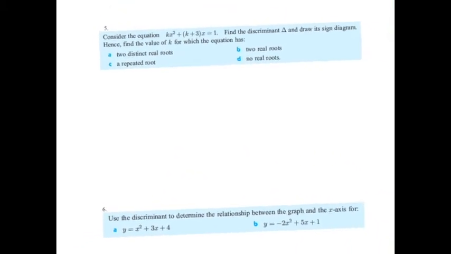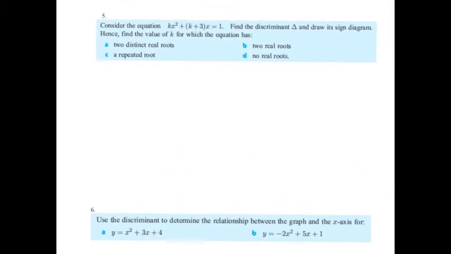Now, let's have a look at the next question. Okay, this is a very good question. Consider the equation kx squared plus k plus 3 x equals 1. Find the discriminant and draw its sign diagram, and hence find the values of k for which the equation has two distinct roots. One thing at a time.